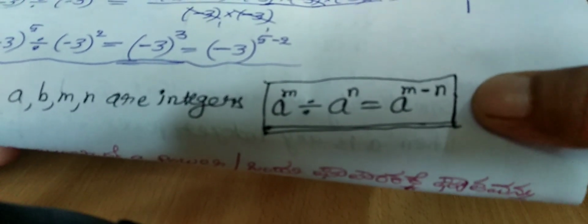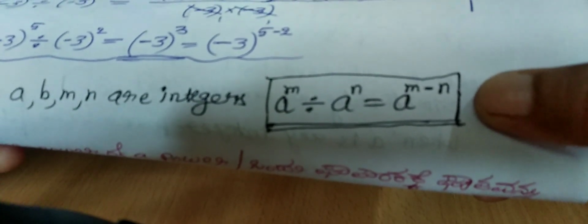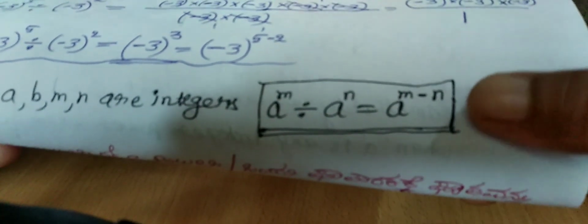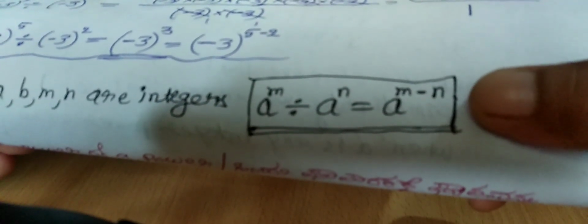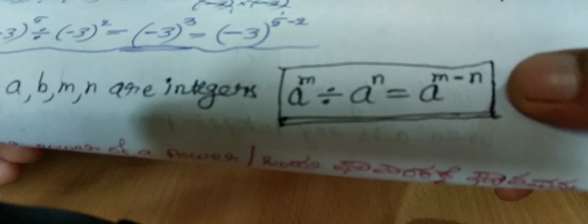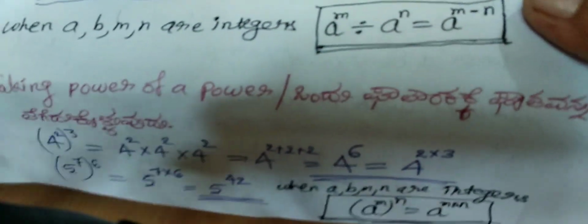When same base different exponents are divided, the answer will be like difference between the exponents with the same base. a to the power m divided by a to the power n is equals to a to the power m minus n. Let us go to different condition.